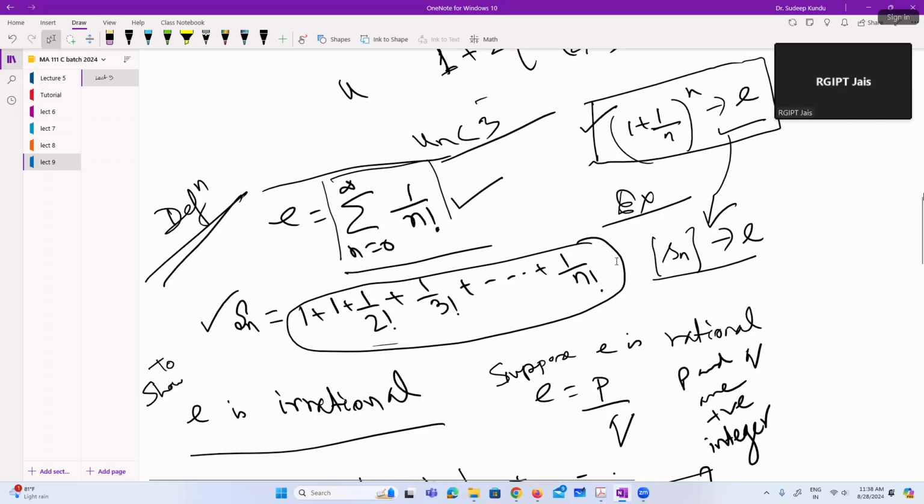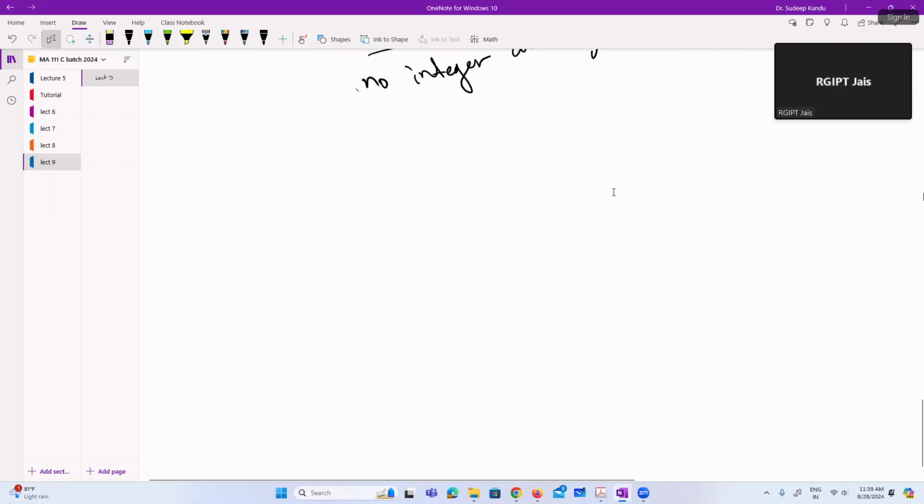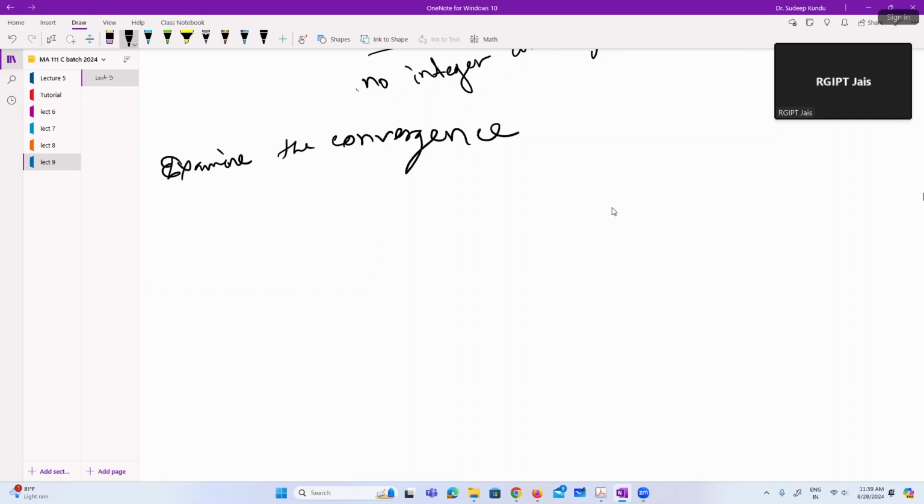So yesterday you have seen also various tests, right? So suppose we have to examine the convergence of this series: x plus x square by 2 plus x cube by 3 and so on, with x positive. How will you check the convergence of this series? For which x will it converge, or for which x will it diverge?